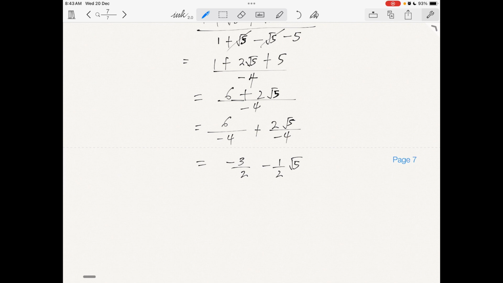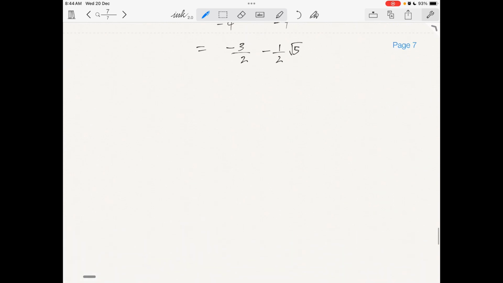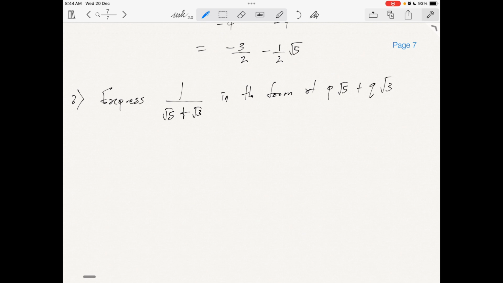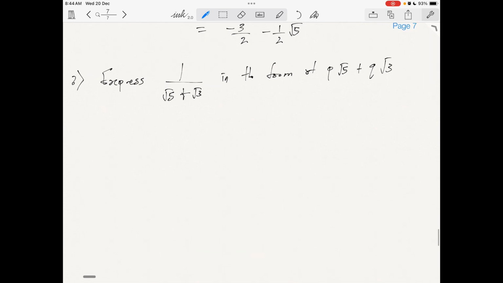So some questions might come in the form that is given, let's say it's number 3, and it says express 1 over root 5 plus root 3 in the form of p root 5 plus q root 3. Okay, so in this form, we are just trying to simplify this question further.